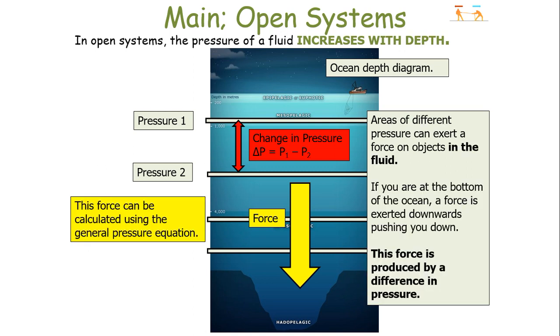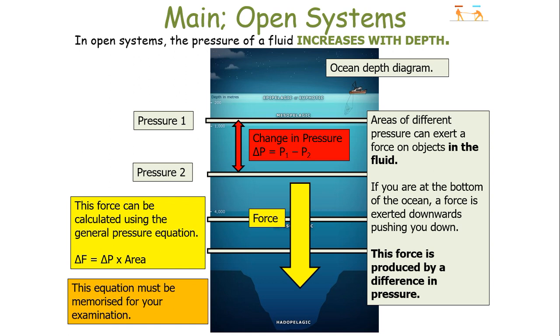So the force can be calculated using the previous equation which we talked about, which is that the resultant force is equal to the change in pressure times the area, which comes from the equation pressure equals resultant force over area. So if you have two parts of your fluid with a difference in pressure, you will have a resultant force produced from that difference in pressure. Now again, this particular equation has to be memorized for examination. It's the same equation we looked at earlier.